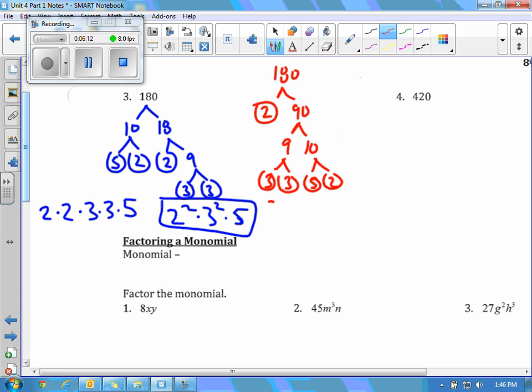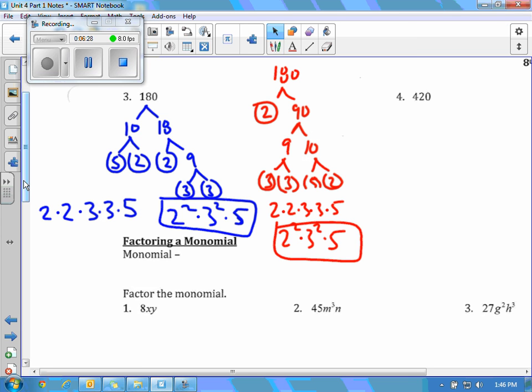So if you look, I would still get the same answer even if I picked different numbers to originally split it into. I would still wind up with the same prime factorization. Okay, so as long as you keep going until they're all prime numbers, you're good to go. All right, I'll let you guys go ahead and try number 4.